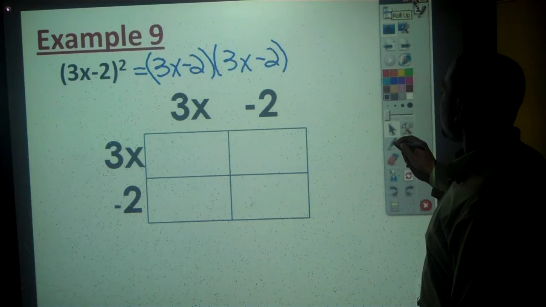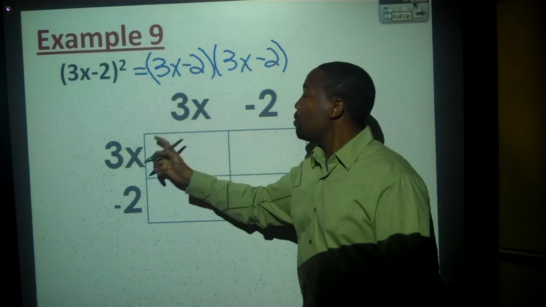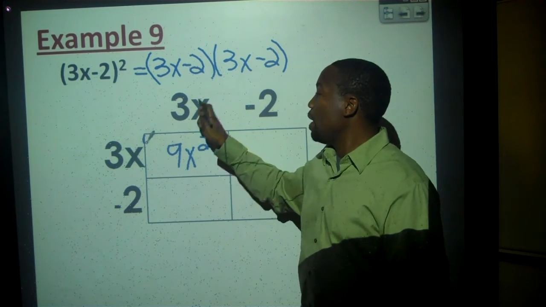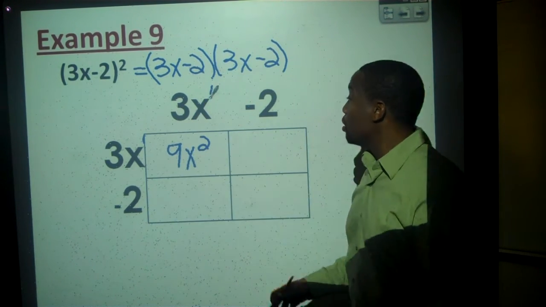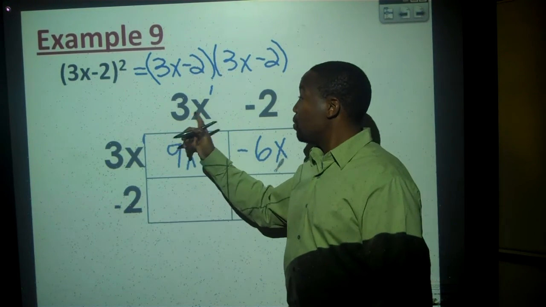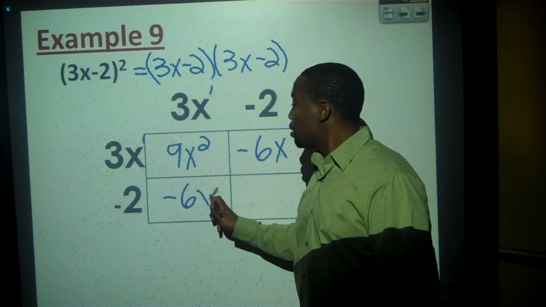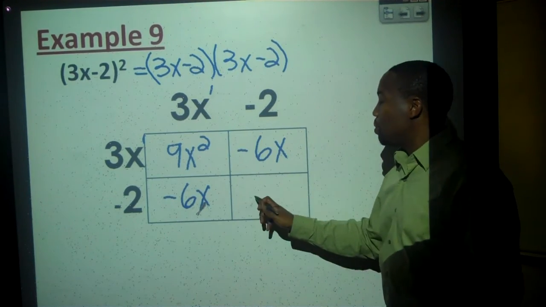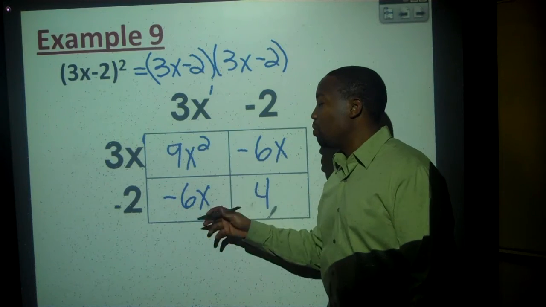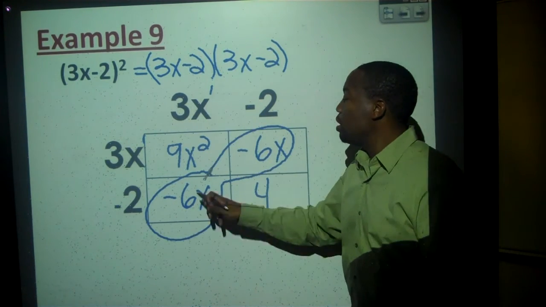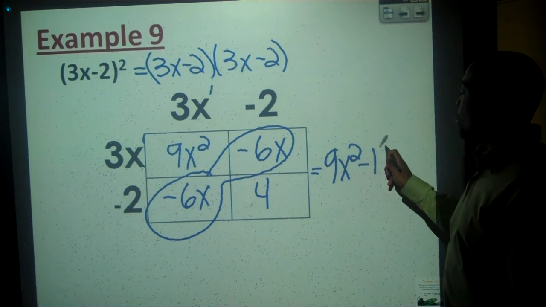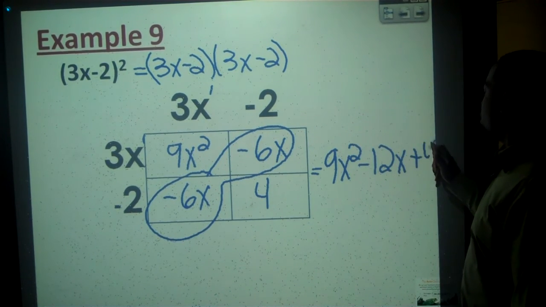Then we do our multiplication: 3x times 3x gives me 9x squared. Once again, added exponents. Then -6x. And negative 2 times 3x gives me a -6x. And negative 2 times negative 2 gives me a positive 4. Now, what are like terms? As I said, the ones that are diagonal most of the time. And we'll end up with 9x squared minus 12x plus 4.